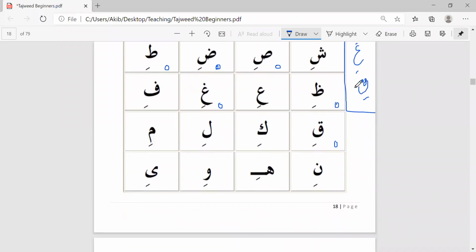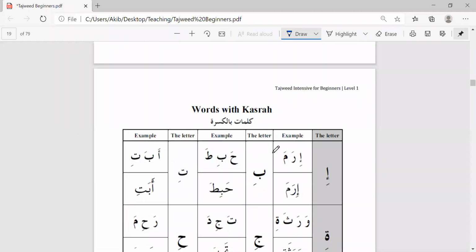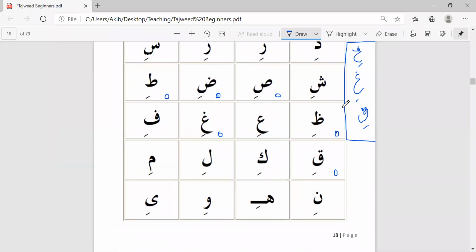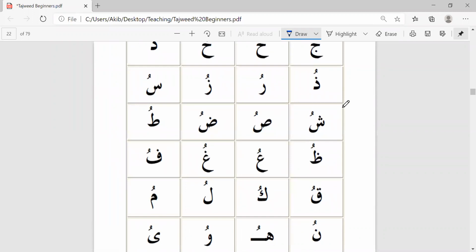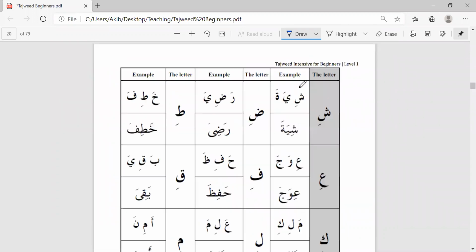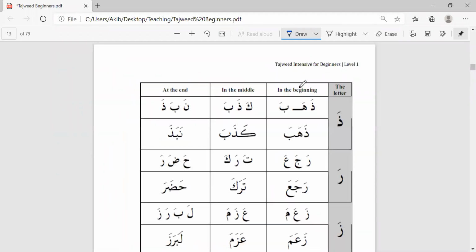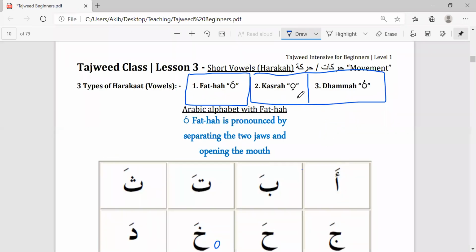So we've got about half an hour left. Before I go through words, I'll try to go over the dhamma first, and then we'll spend maybe 20 minutes going over words with kasra and dhamma. Now we've gone over two. We've gone over fatha. The fatha is that little line on top, and it makes the a sound. Now we've also gone over kasra, and kasra is the little line underneath. It's the same line, but just underneath the letter, and it will make the e sound. So you've got a and e.